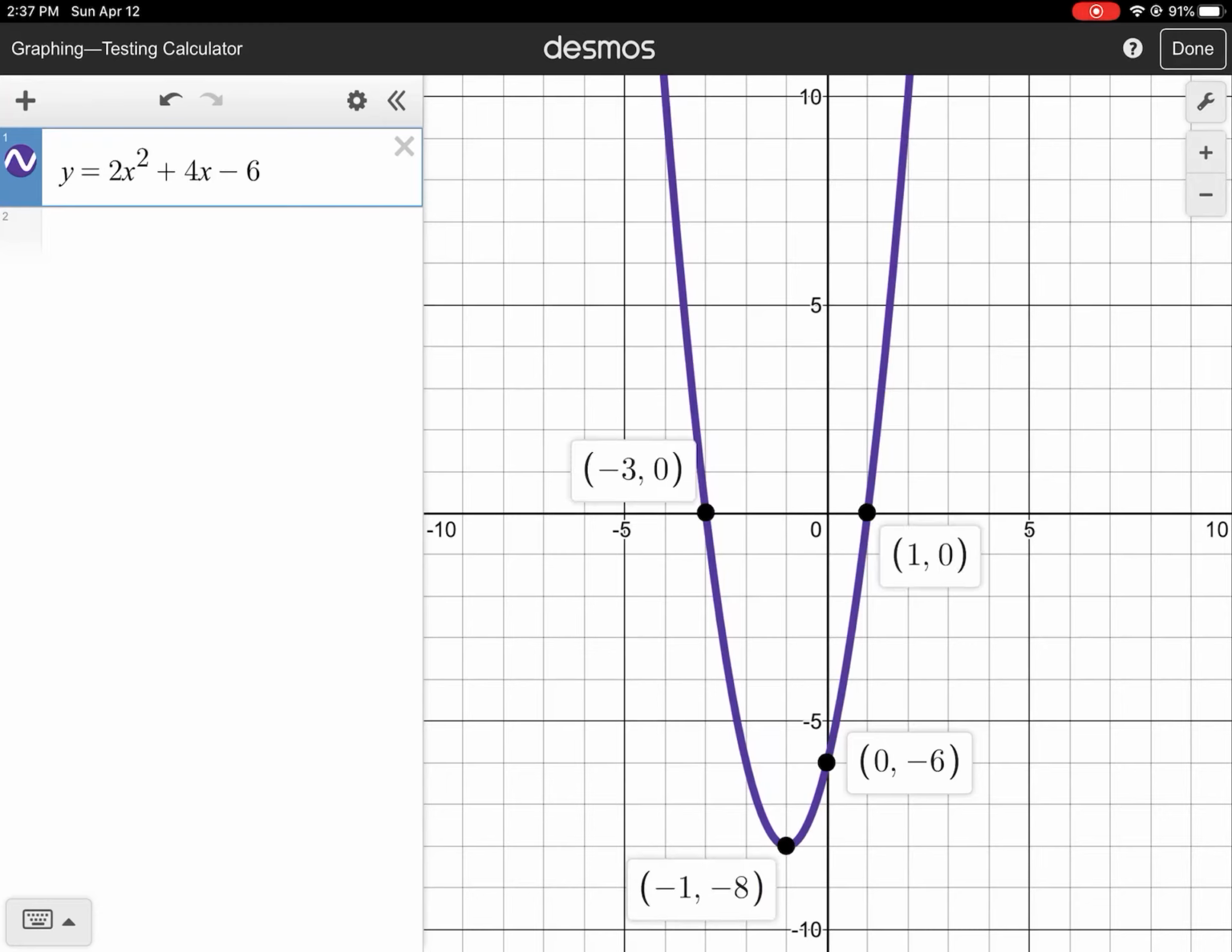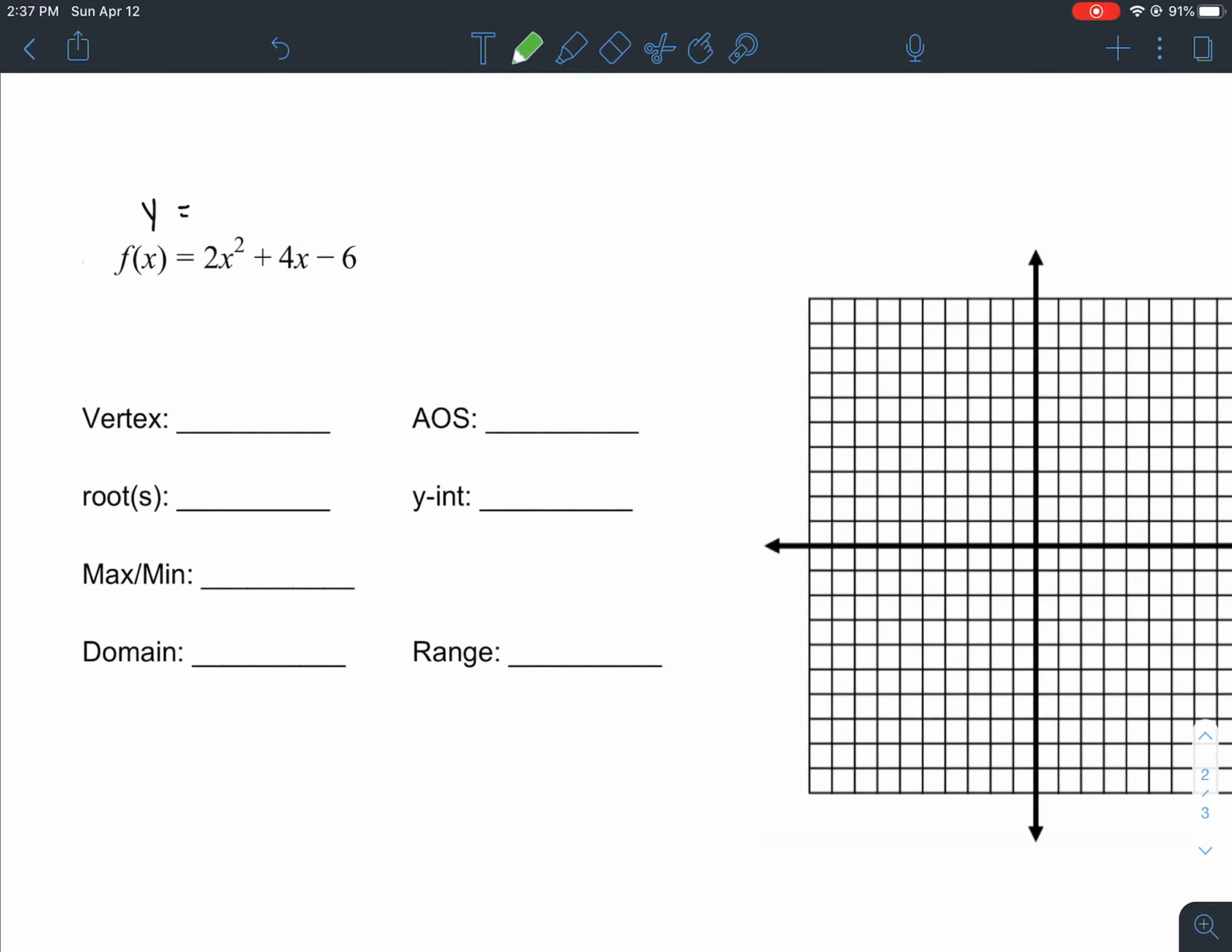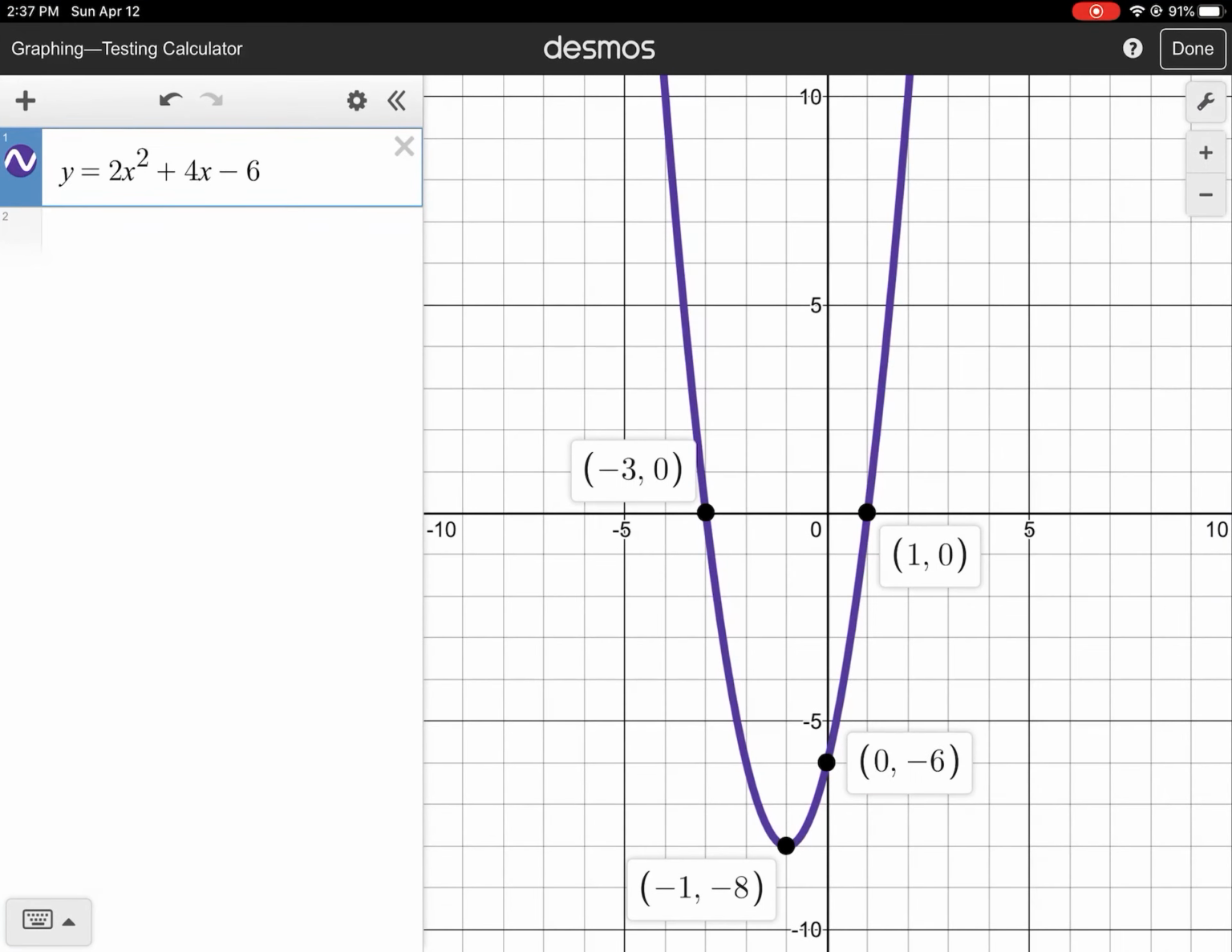All right, so the first thing it asks us to label is the vertex. Now remember, the vertex is the lowest or highest point. In this case, we have a lowest point. And the vertex here is at -1, -8. Okay, so we're going to write that here in our vertex log, -1, -8.